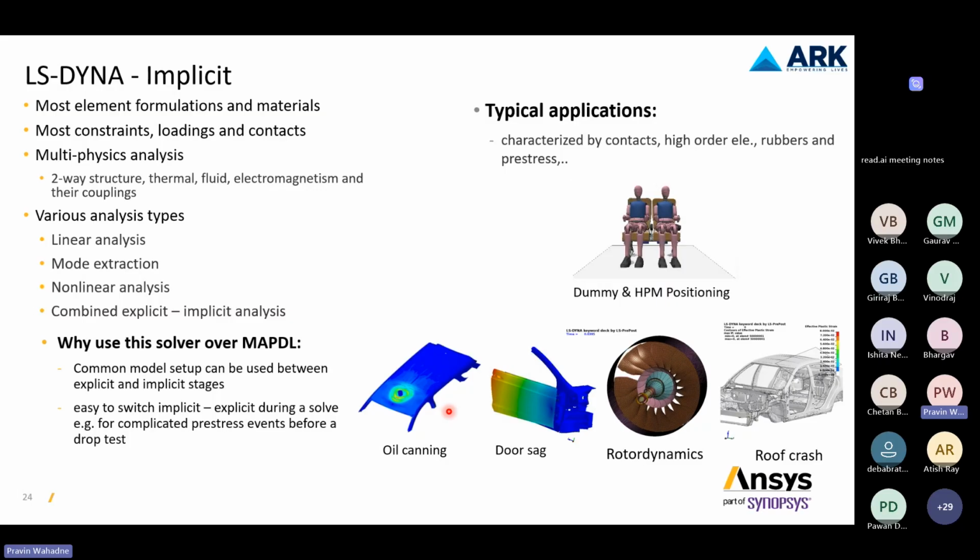Typical applications you can see are dummy and HPM positioning, oil canning simulation, door sagging, rotor dynamics, and rooftop or roof crash simulation. These simulations we generally perform under implicit, and implicit is easily handled by LS-DYNA. Though LS-DYNA is robust in explicit dynamics at the start, implicit is also a feature available in LS-DYNA.